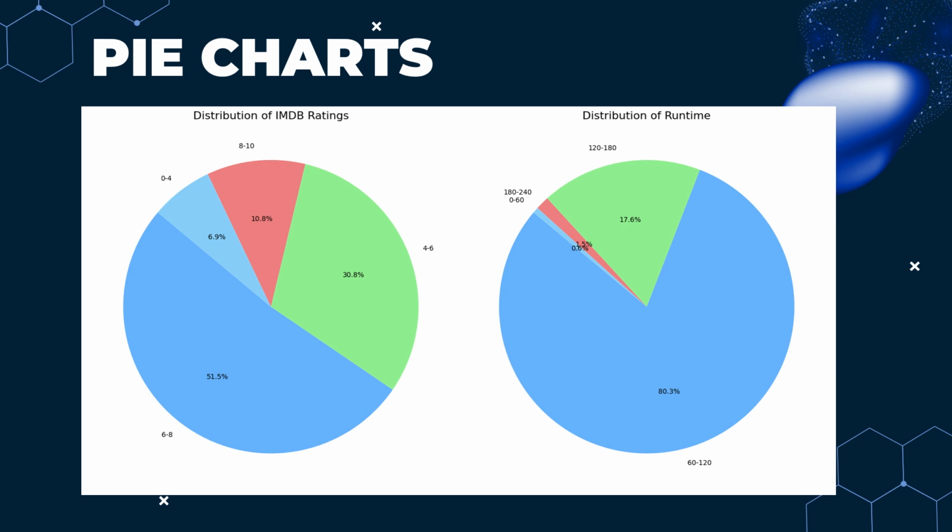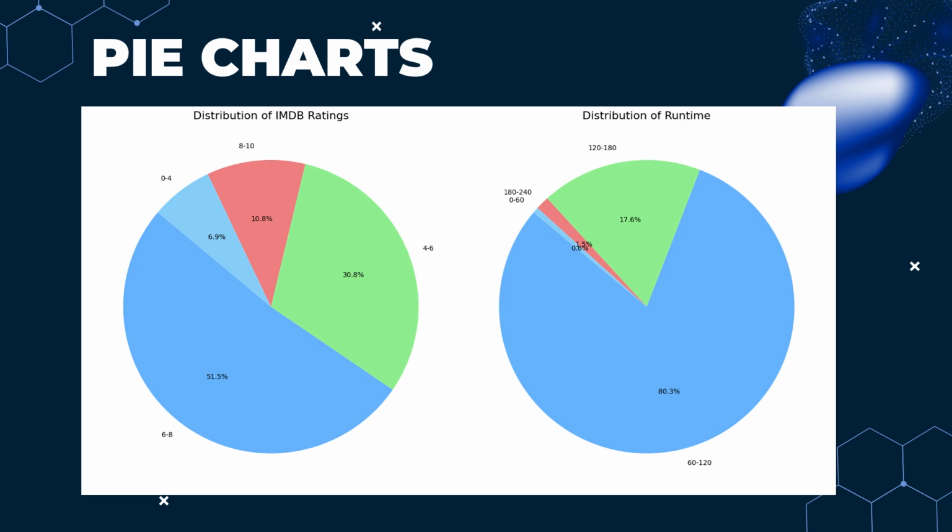The IMDb ratings chart on the left shows that most ratings, over 50%, fall in the 6 to 8 range. About 30% are in the 4 to 6 range, and only around 10% score 8 to 10. Very few ratings are below 4.